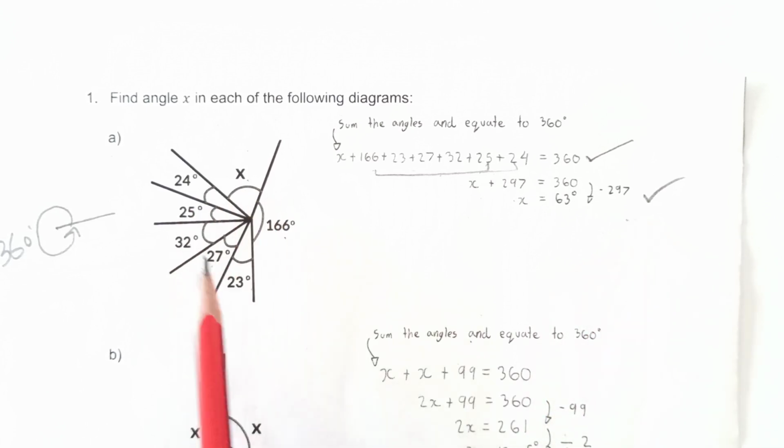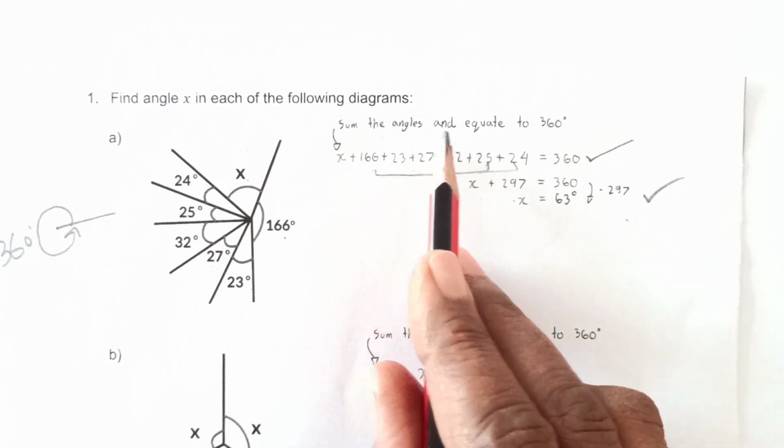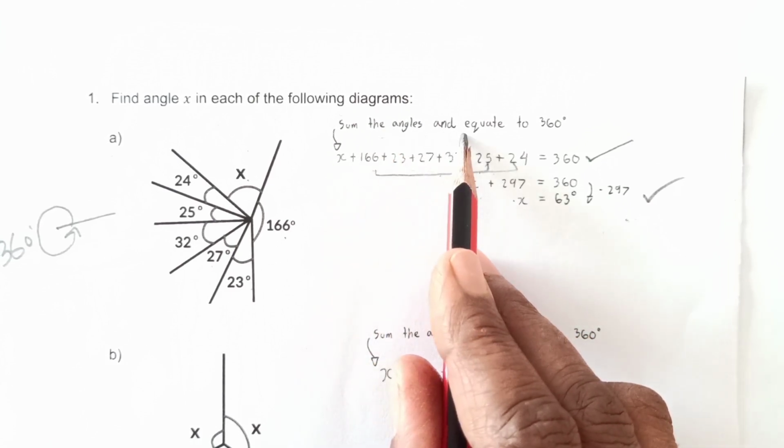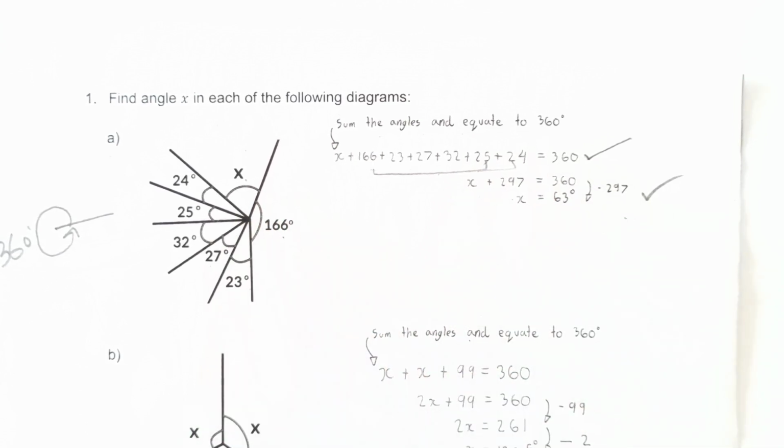So you understood? So angle round a point, the property that we are using is angle round a point. The sum of angles are equal to 360 degrees, right?